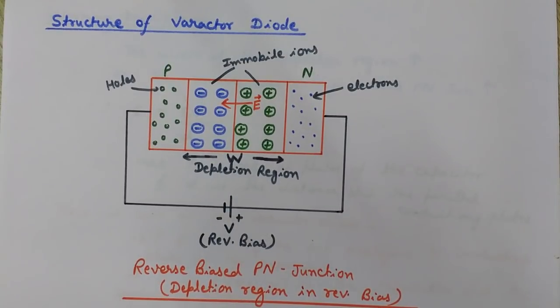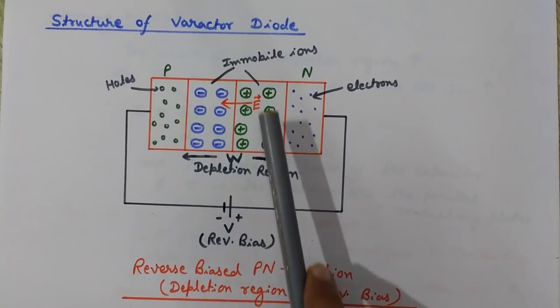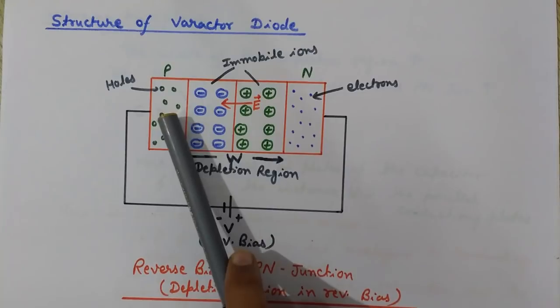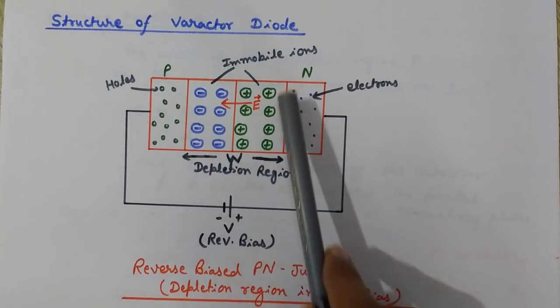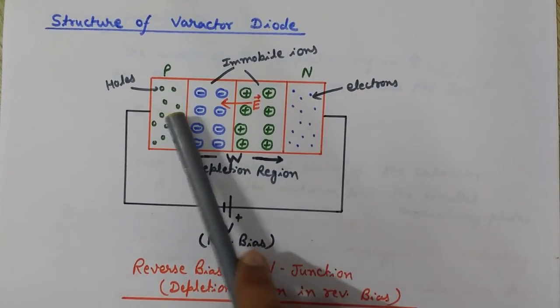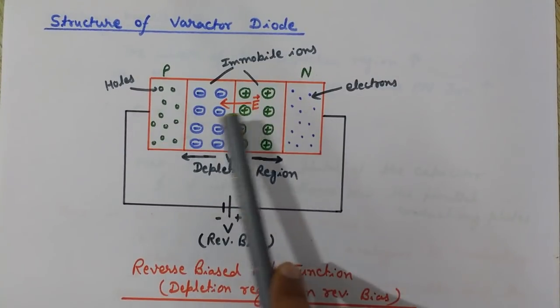So now we will see how we can vary the capacitance, since we know that as we increase the reverse bias, the electric field increases and it pushes more holes and electrons away from this depletion region, and this depletion region widens. And you can say that the distance between the parallel plates of the capacitor increases, the separation increases.